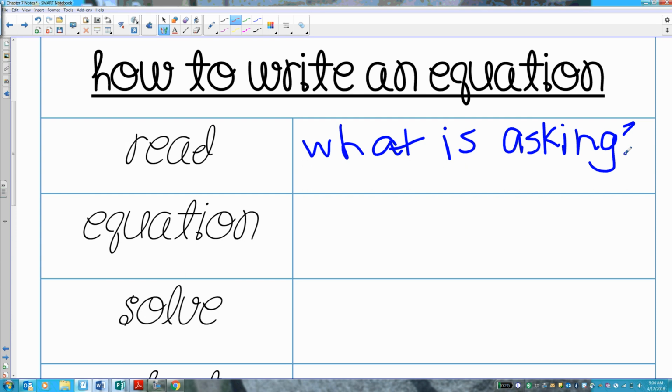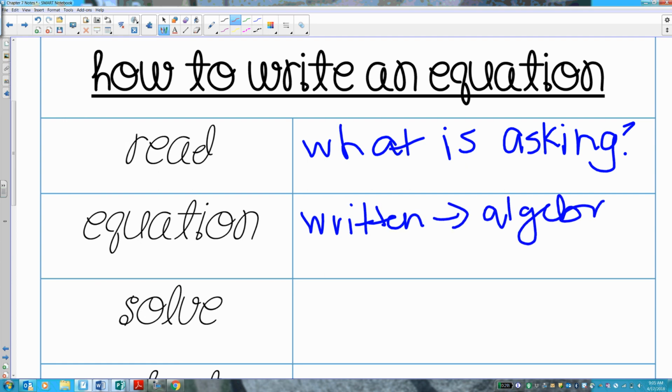All right, so once you've read it and actually understand what it's asking, or what the unknown is, you're then going to want to write an equation. So you're basically going to want to take the written problem and write an algebraic equation. Now when we say algebraic, you know that means there has to be a variable. So you want to be using X or Y or whatever variable you choose, but you want to make sure that if you're writing an equation, it has a variable.